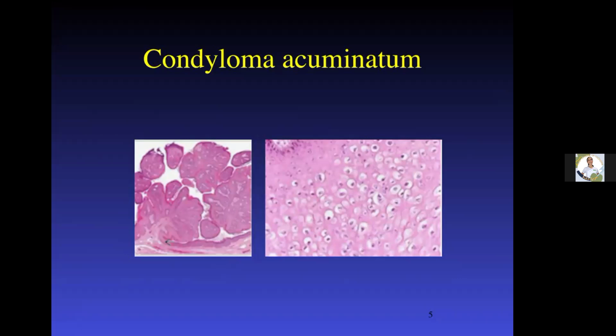The other slide will show us the coilocytosis, wherein the cells are enlarged and they have vacuolated cytoplasm, and the nucleus is eccentrically located and pyknotic. So coilocyte or coilocytosis is a hallmark of your HPV infection or your condyloma acuminatum.